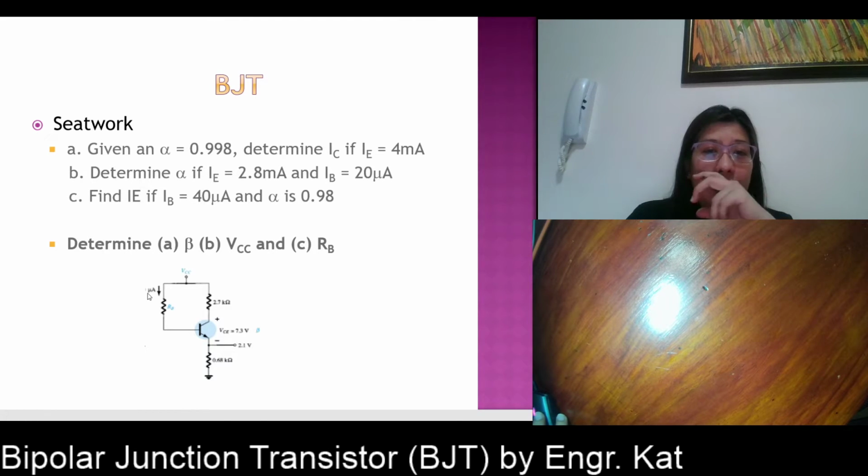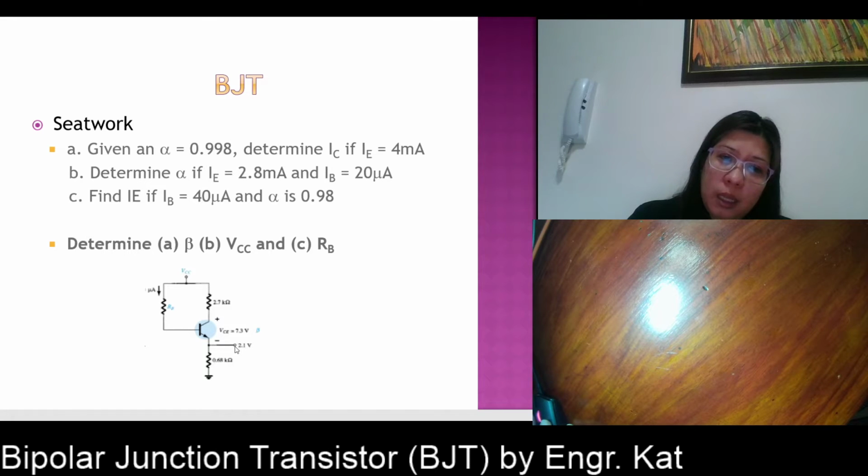Okay, so just revisit your school book for this because this is somewhat not clear. VCC is unknown, RB is unknown, and beta is unknown. Given is the VCE, which is usually the one being asked to solve for. So what is this? 2.1 volts. This 2.1 volts here is your VE, because it is located at the emitter.